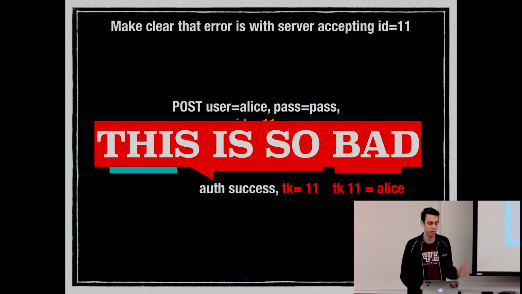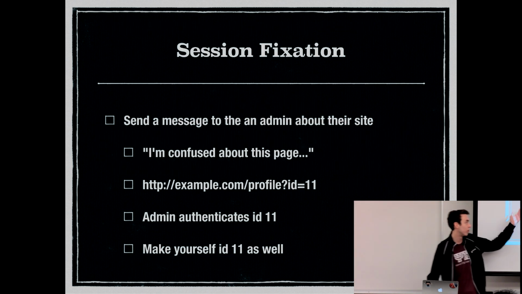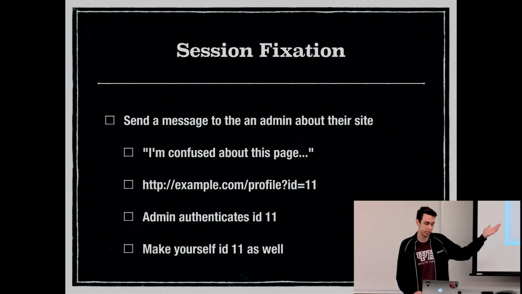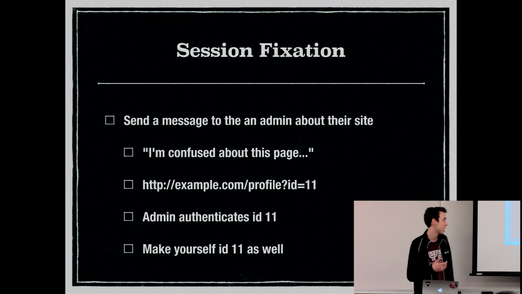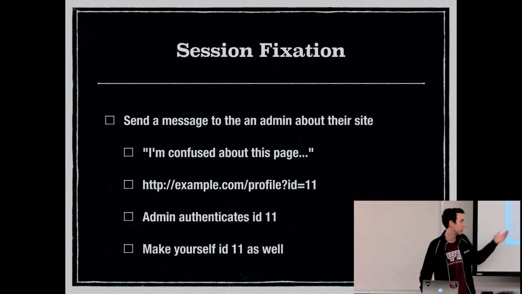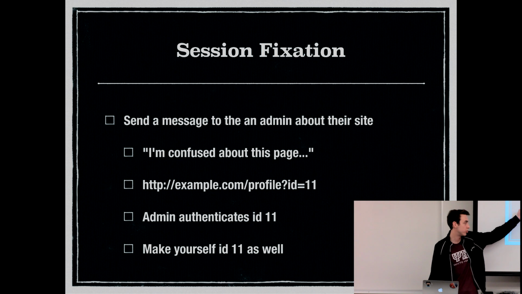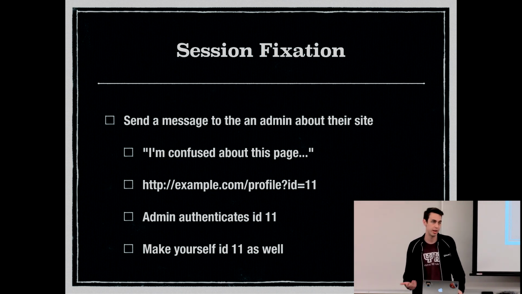So think about you're using some forum that you want to hack, you want to get admin rights, and they have tokens done this way. They're permissive with what tokens they accept. You can craft a URL like example.com with an ID baked into the URL, and then send this to an admin and say, hey, I'm having problems with this profile page. The admin clicks on this page, and when they log in, the server, like right here, says, oh, sure, 11's fine. I'll authenticate 11. So 11 now means you're the admin of the site. But since you are the one who created this URL, you already know that 11 is a valid ID. So you just set your cookie also to 11, and now you're the admin of the site.